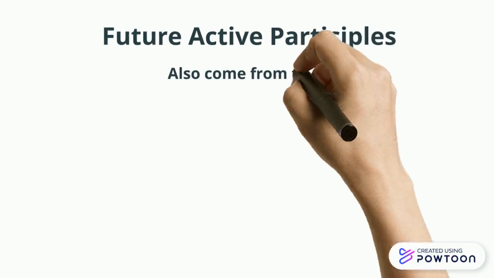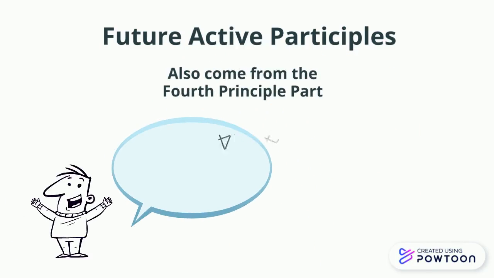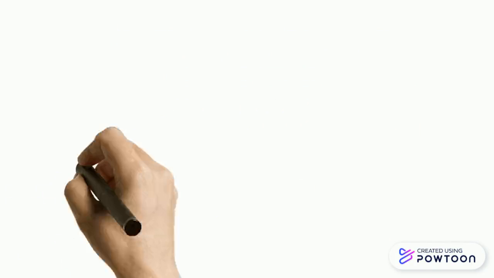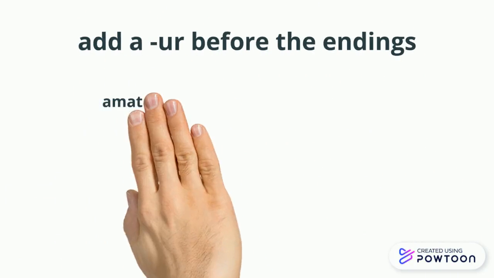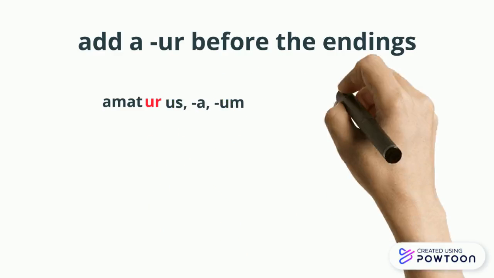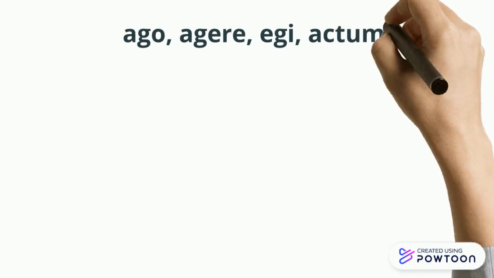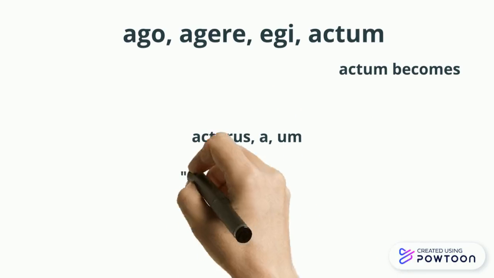There is also a future active participle, which also comes from the fourth principal part. Yes, the fourth principal part. You need to add a UR before the ending. So I take the stem amat and add amaturus. So in the verb ago, I would take actum, fourth principal part, make it acturus, about to drive.